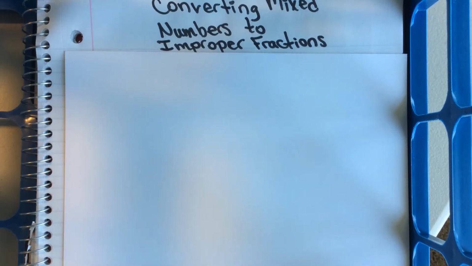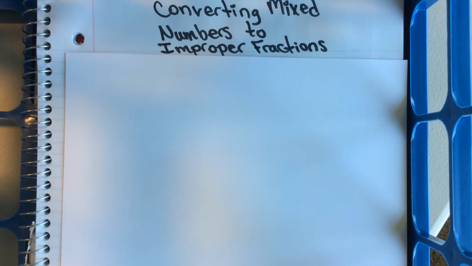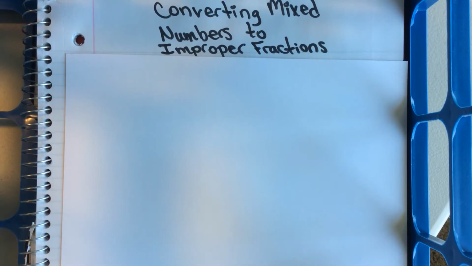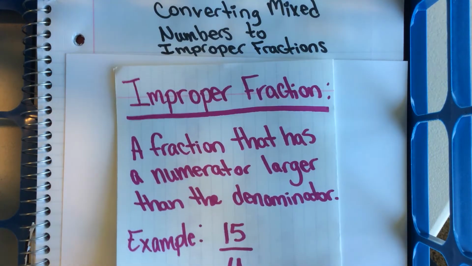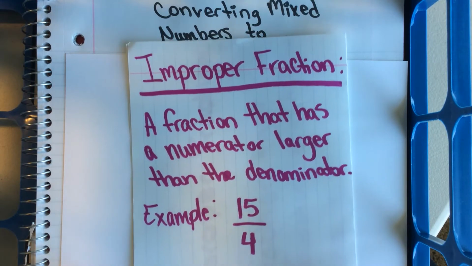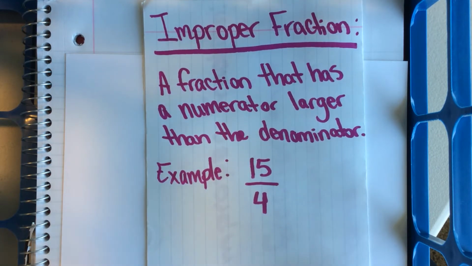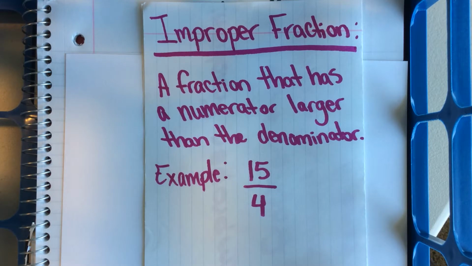Alright, in this video we are going to look at converting mixed numbers to improper fractions. And I first want to start by giving you the definition and an example of an improper fraction. So, an improper fraction is just a fraction that has a numerator that is larger than the denominator.